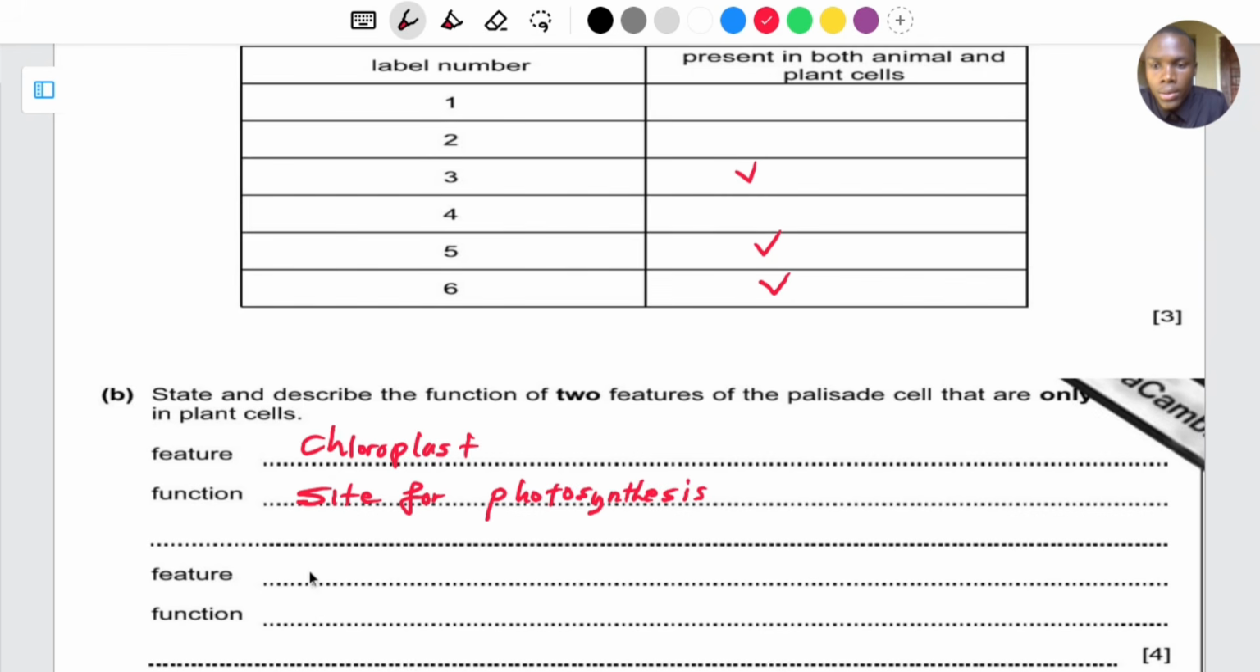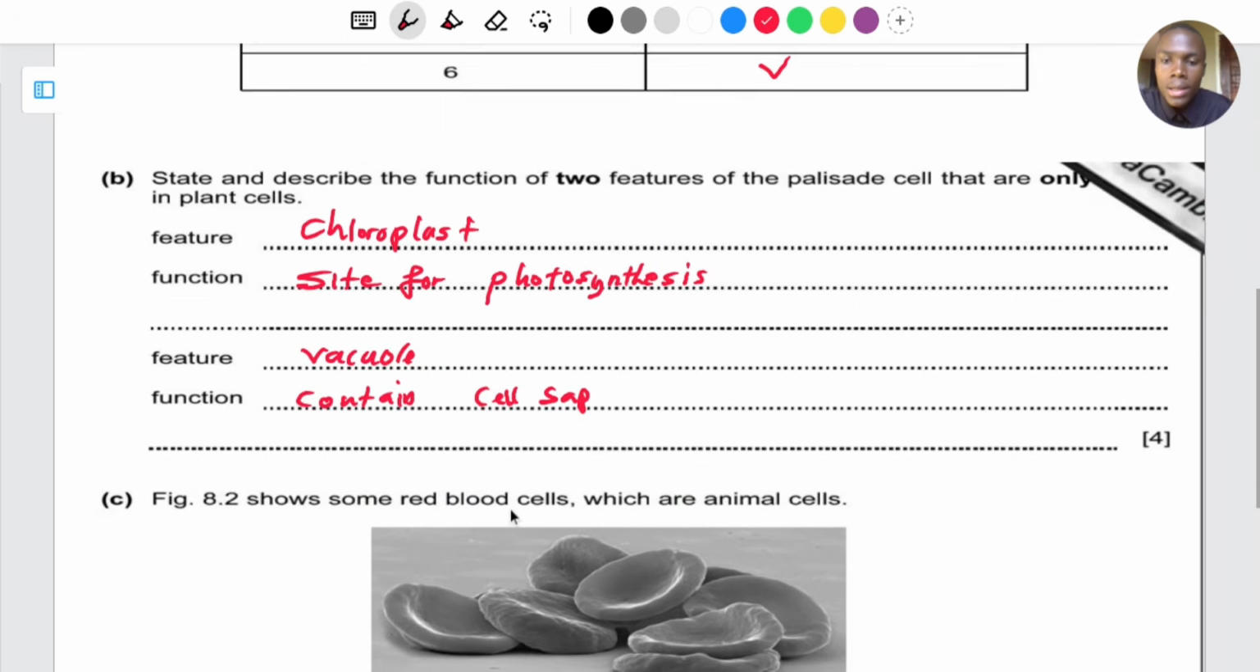Then for another one, I can choose cell wall or vacuole. Okay, so I'm going to choose the vacuole. The function of the vacuole is that it stores cell sap, or contains cell sap. So you can say contains cell sap. I explained what cell sap is: it's more like a solution made up of sugar, salt, and water. So, contains cell sap.